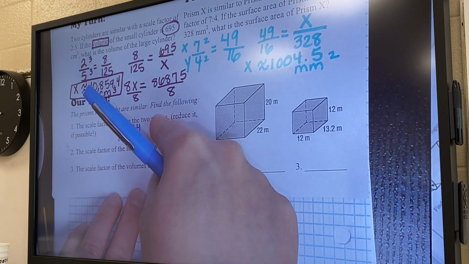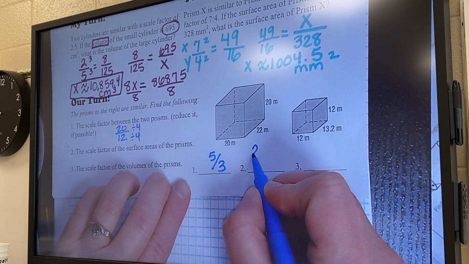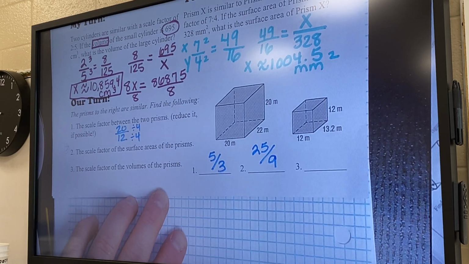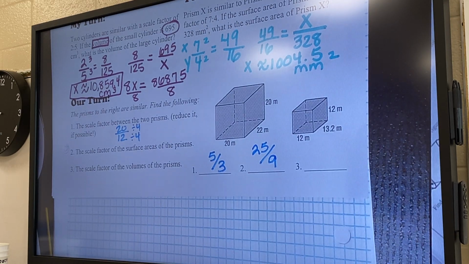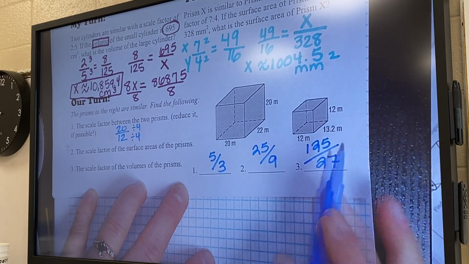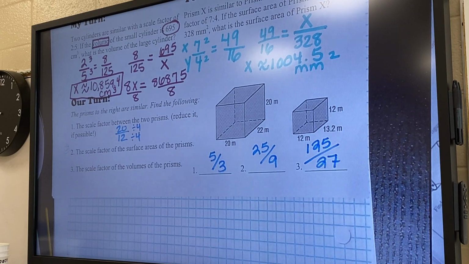Alright, if that is the scale factor for the sides, what will the scale factor for the surface areas be? Square it. 25 over 9. All you have to do is square the 5 and square the 3. And what would the scale factor for the volume be? 125 over 27, which is 5 cubed over 3 cubed. Does anybody have a question about that part? All right, flip it.